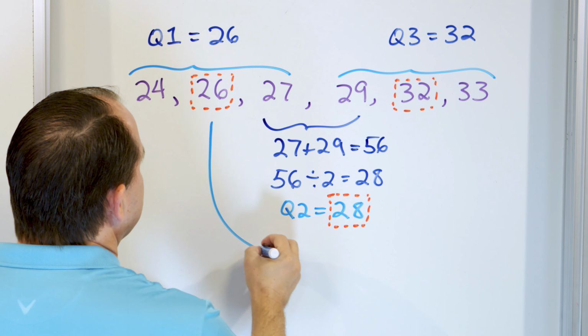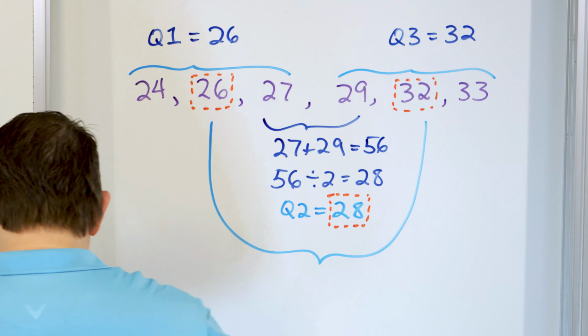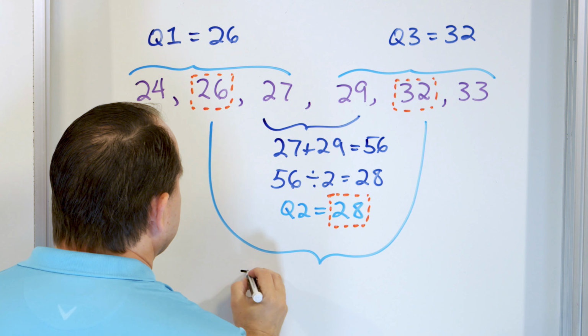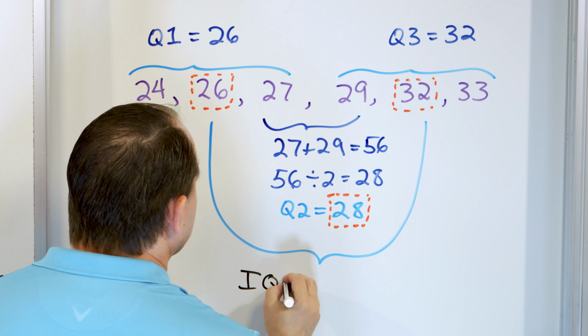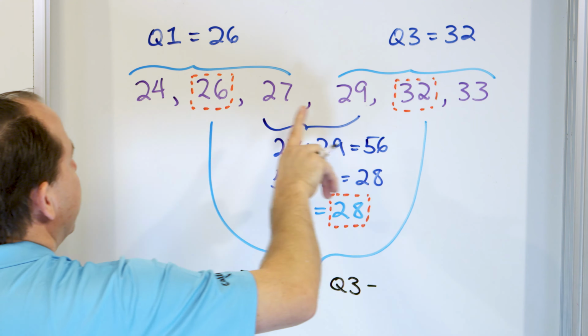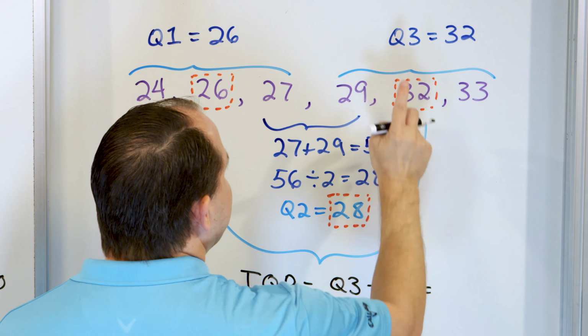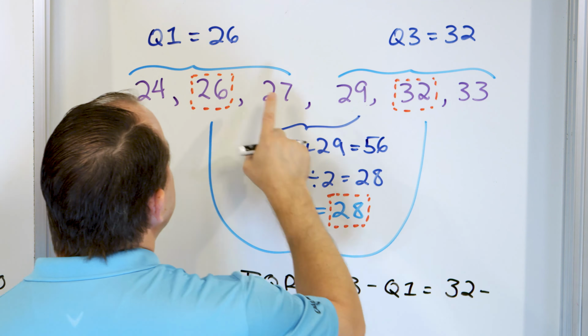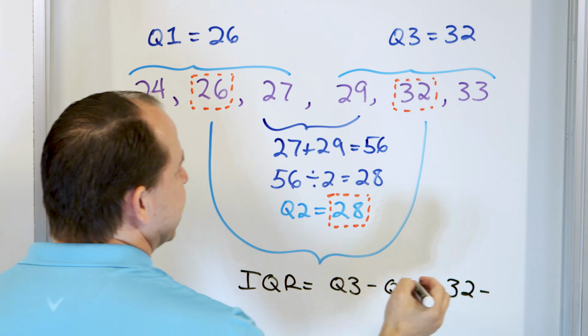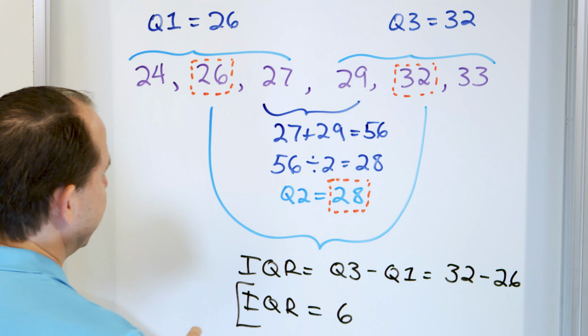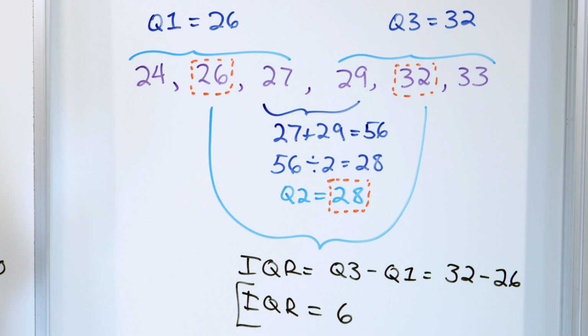And so we have figured out that the interquartile range is equal to Q3 minus Q1, because we throw away the upper quartile, which is just the 33. We throw away the lower quartile, which is 24, and we take Q3 minus Q1. Q3 was 32. Q1 was 26, right? And 32 minus 26, IQR, is going to be equal to 6. If you start at 26 and add 6 more, you're going to get to 32. So IQR, interquartile range, is 6.